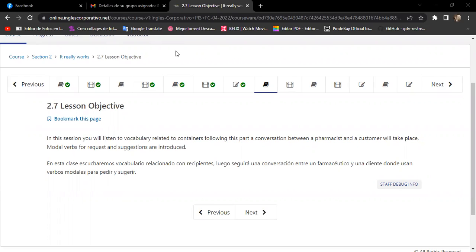it says, in this session, you will listen to vocabulary related to containers following this part of conversation between a pharmacist and a customer. Que vamos a escuchar vocabulario relacionado con recipientes. Luego seguirá una conversación entre un farmacéutico y una cliente donde usan verbos modales.